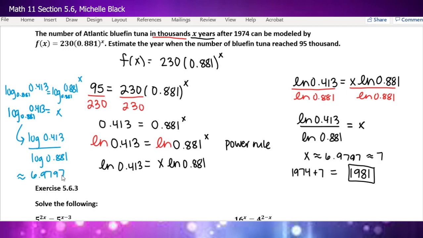So either method will work just fine. I'm very familiar with using the method where you utilize ln, especially when the base is such an ugly number like this 0.881, but either one is okay.